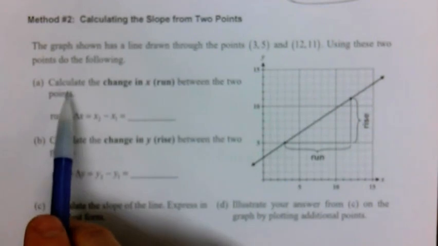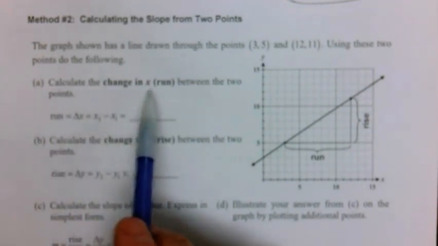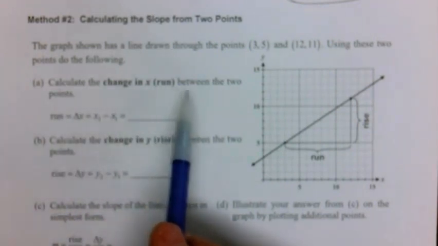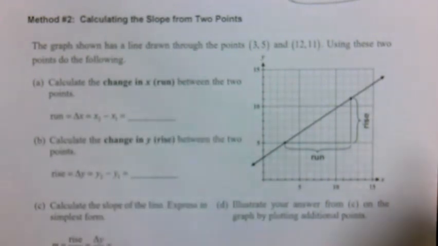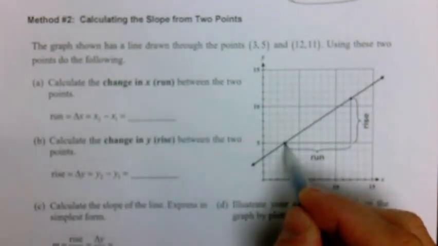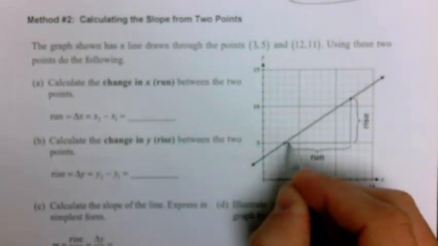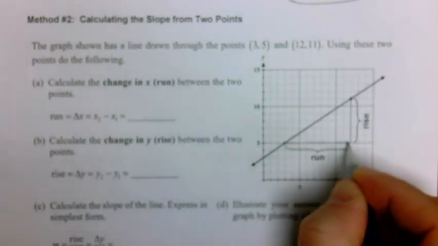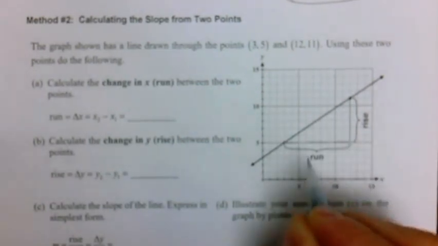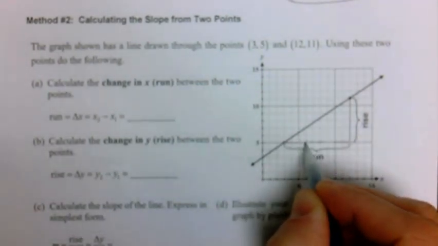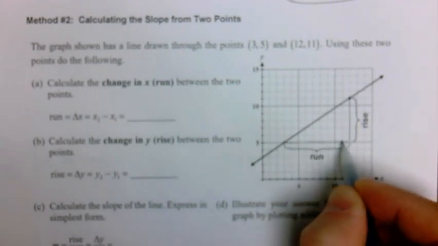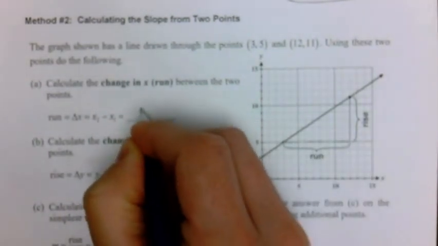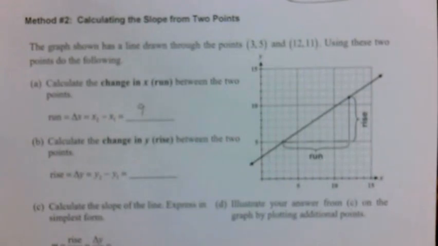The first thing we're going to do is calculate the change in x, which is the horizontal run between the 2 points. So I'm going to start at the leftmost point, and I'm going to go horizontally right until I end up right underneath my second point, which gets me right here. And if we count, that's 1, 2, 3, 4, 5, 6, 7, 8, 9 units to the right that we moved. So the horizontal run in this example is going to be a positive 9.